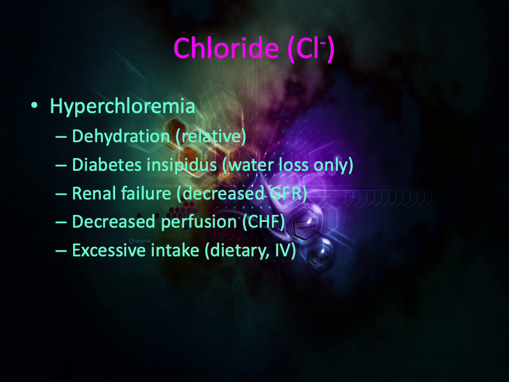Hyperchloremia can be caused by dehydration, a relative increase due to loss of fluid volume, diabetes insipidus, also water loss only, renal failure due to a decreased GFR, decreased cardiac perfusion, like congestive heart failure, and excessive intake through the diet or IV fluids.